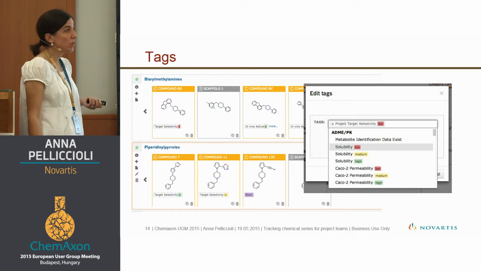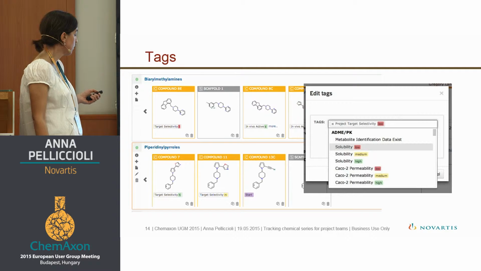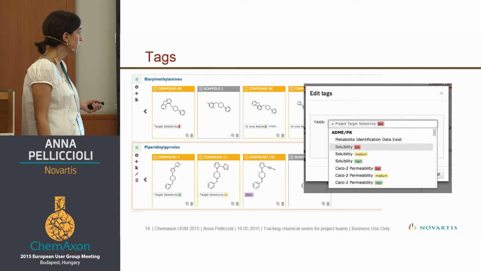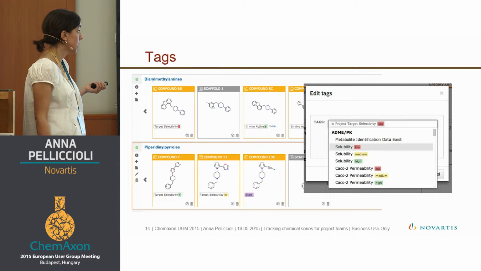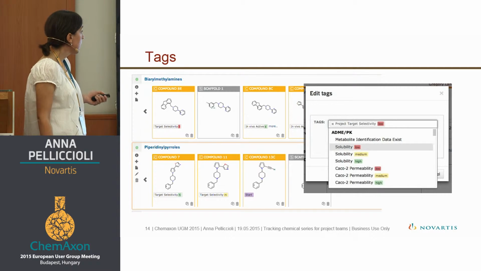We came up with a list together with some chemists, and for many of these properties, there's a traffic light system. So you could say this one here, for example, target selectivity is low. You could say this one has good activity. There's a whole list that contains ADME, activity-related, toxicity, and also about the status. So if it's a front runner, if it's the latest and best compound that we have at the moment, and all that.